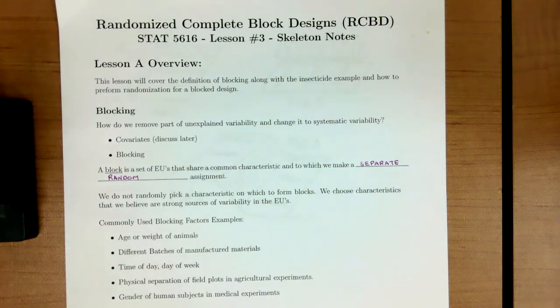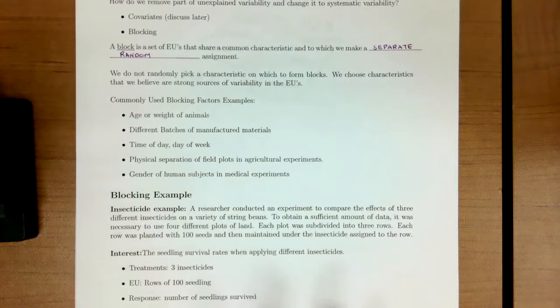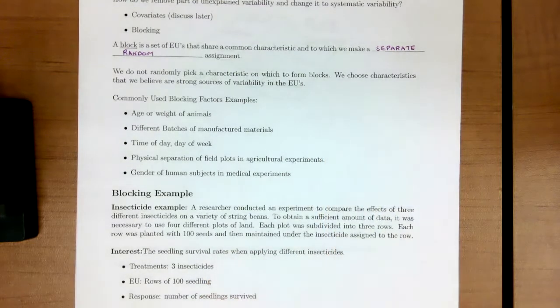Now, when we are choosing blocks, it's not just out of the blue random. Typically, you want to really talk to an expert in that field and make sure you are understanding the different sources of variation that can impact our experimental units. Some common blocking factors, but of course not all of them, are your age or weight of an animal, different batches in a manufacturing material, time and day, physical separation of plots. This is going to come back in our example that we're going to be talking about today, or maybe the gender of humans in a medical study.